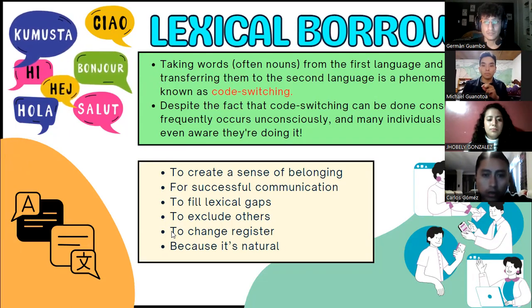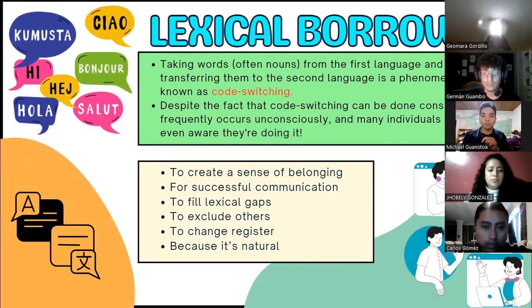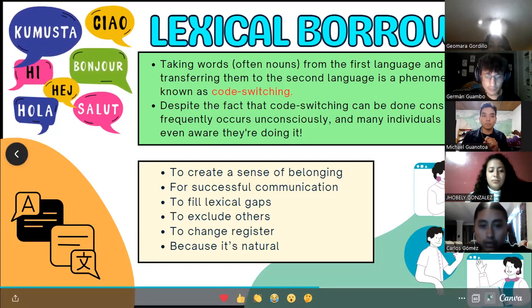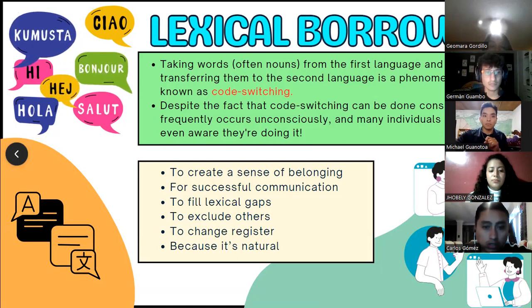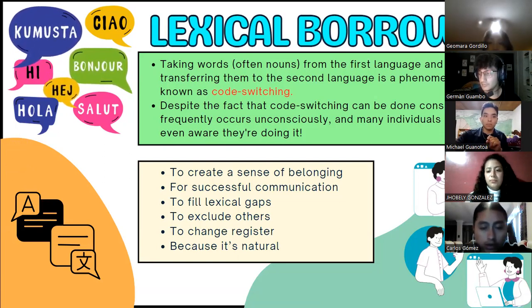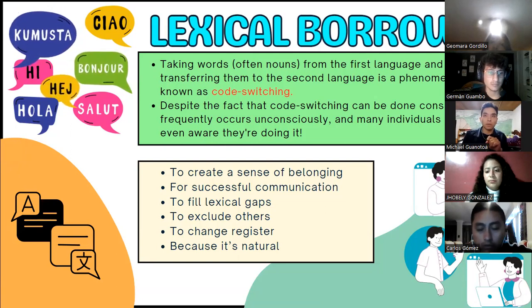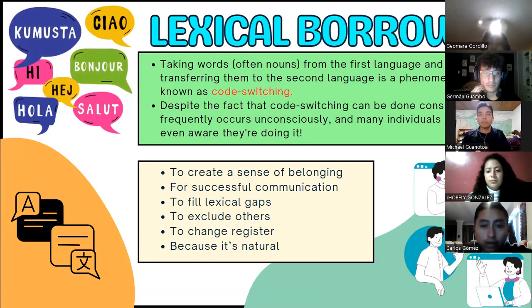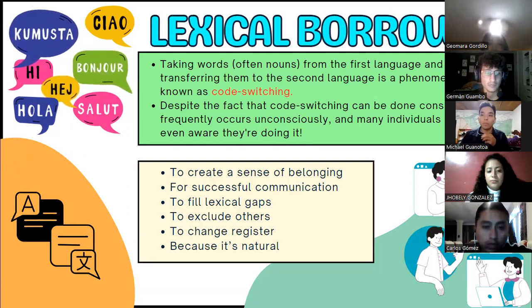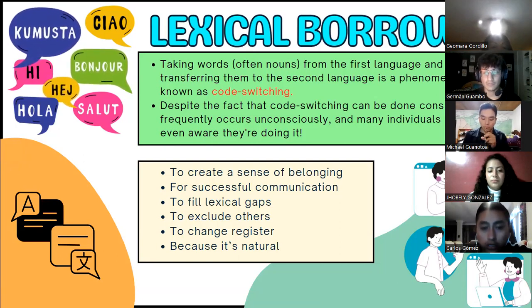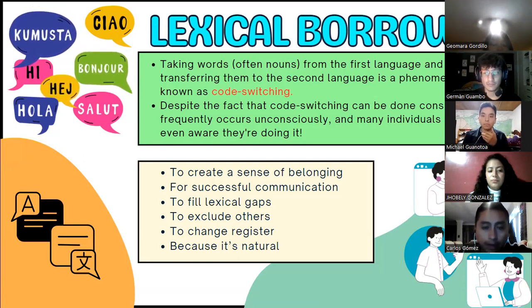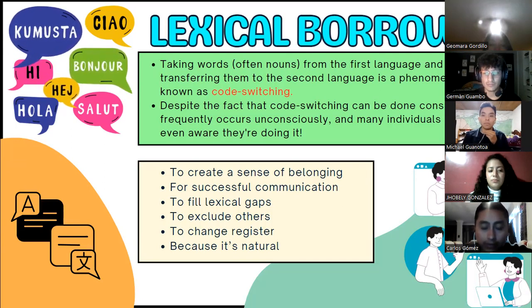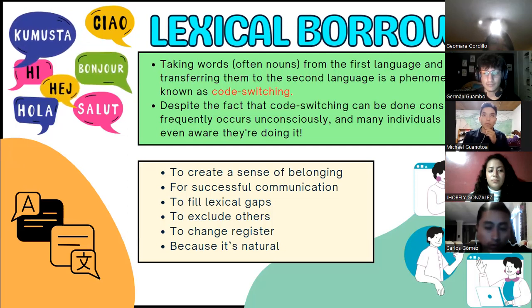Now, why or when do people use code switching? We understand that they use it to create a sense of belonging for successful communication, to fill lexical gaps, to exclude others, to exchange register, because it's natural. Under this context, we can provide an example. When we use the word Wi-Fi in English and you want to adapt it into another language or another country, you will use code switching and adapt it. And that creates a path to acceptance of this person into a community or group of people.